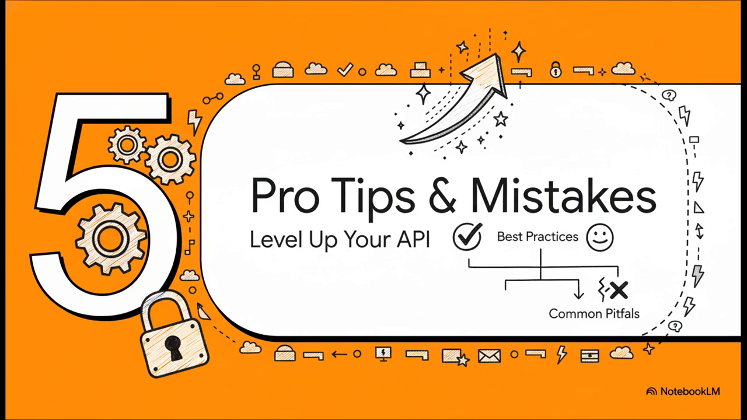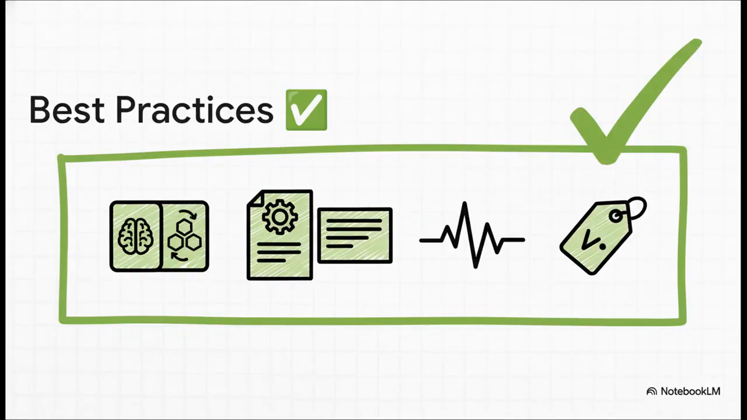Okay, we've got a working, containerized API. Awesome! But now we're going to talk about what separates the good APIs from the great ones. Let's go over some pro tips that will make your service rock solid and the common mistakes you absolutely have to avoid. These right here are the habits of pro ML engineers. First off, keep your training code and your API code separate. Trust me. Next, use config files. Don't hard-code things like file paths directly in your code.